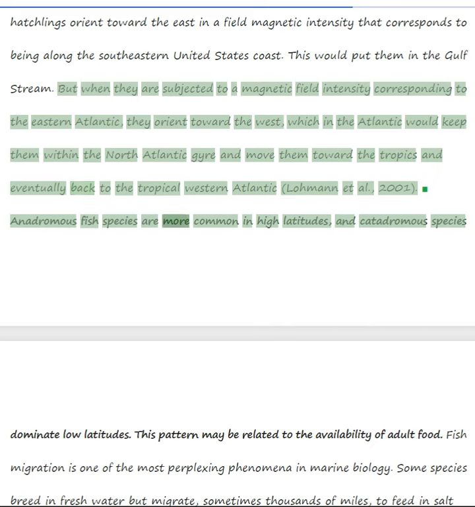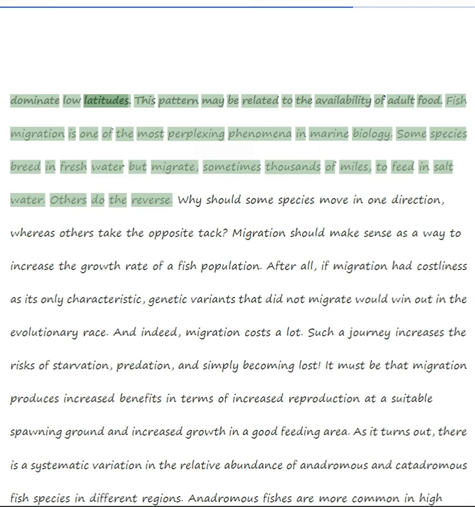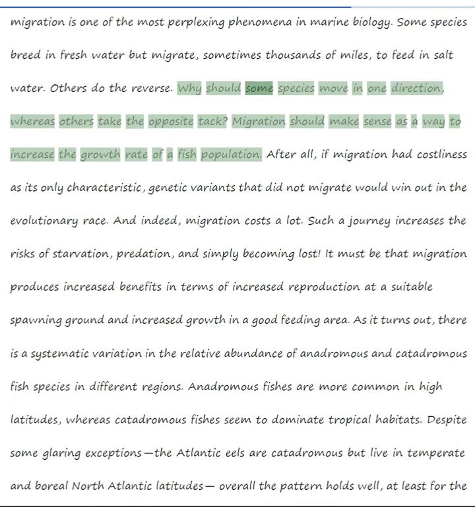Anadromous fish species are more common in high latitudes, and catadromous species dominate low latitudes. This pattern may be related to the availability of adult food. Fish migration is one of the most perplexing phenomena in marine biology. Some species breed in fresh water but migrate, sometimes thousands of miles, to feed in salt water. Others do the reverse. Why should some species move in one direction, whereas others take the opposite tack?